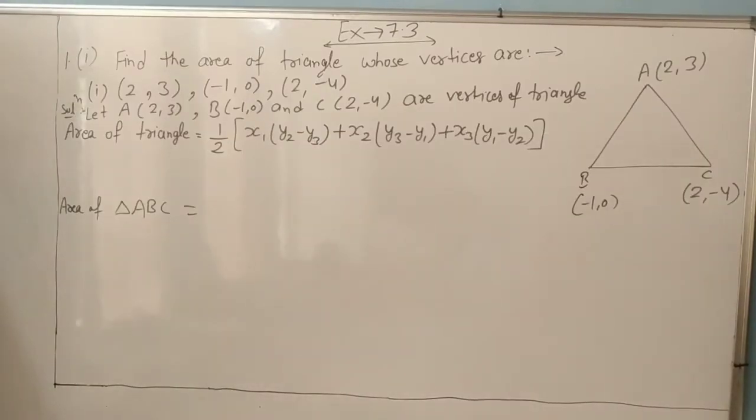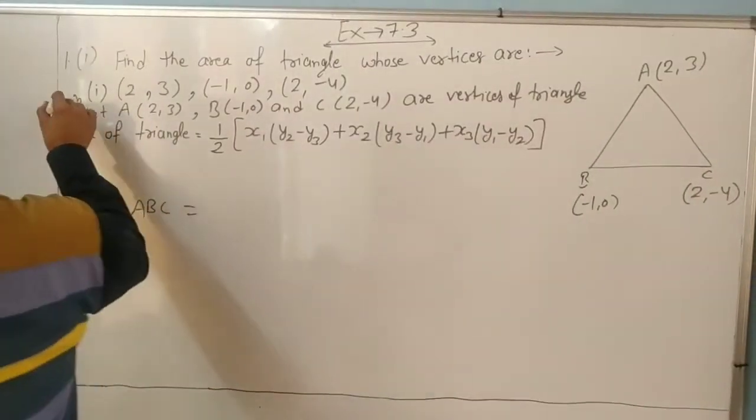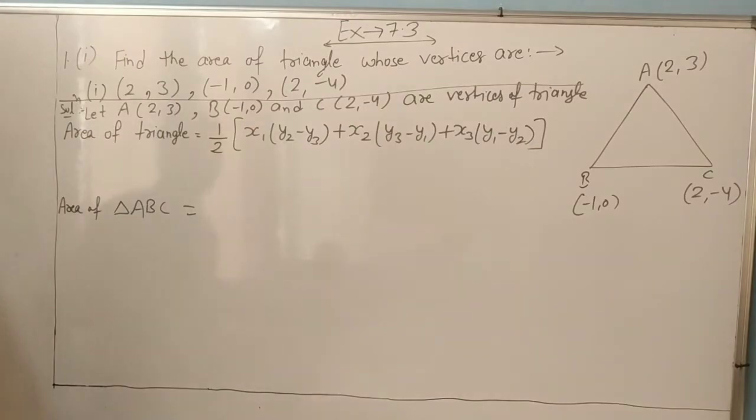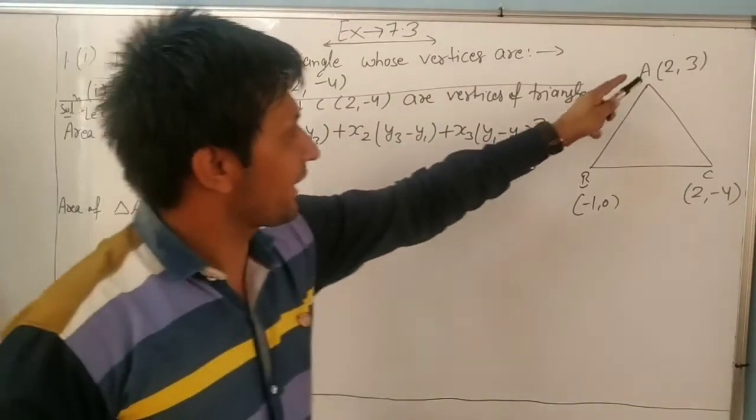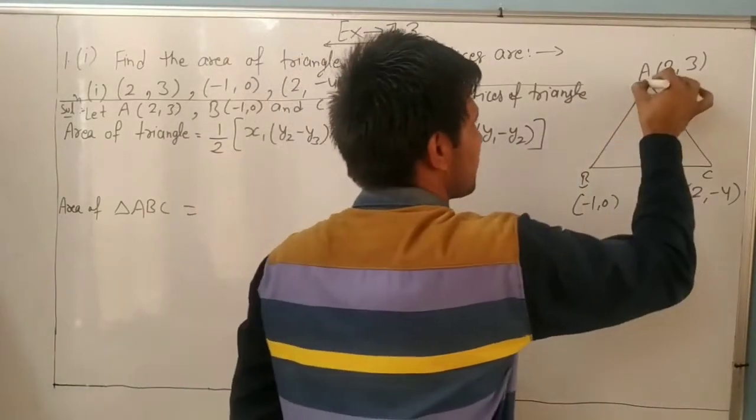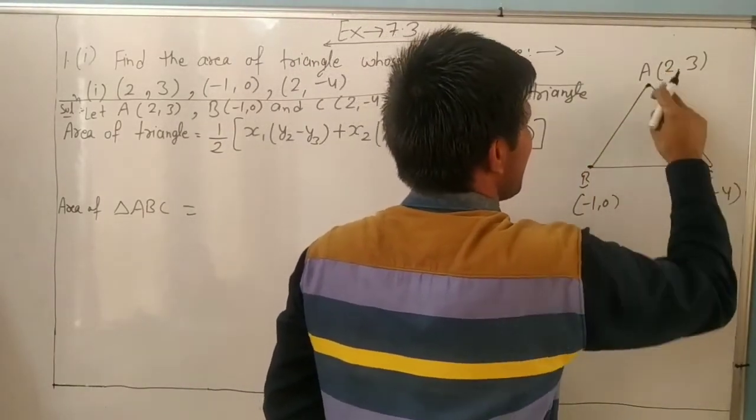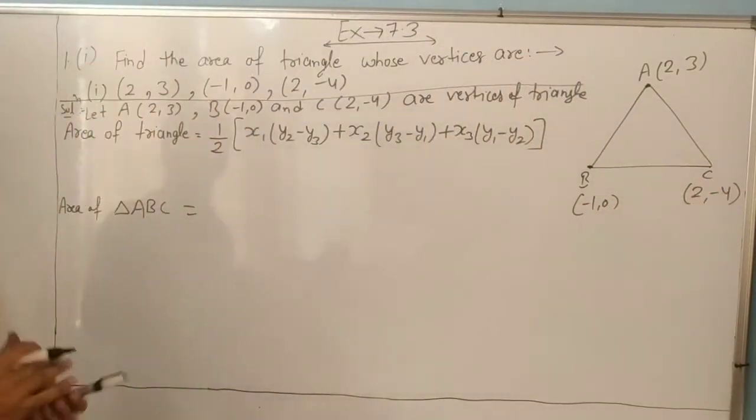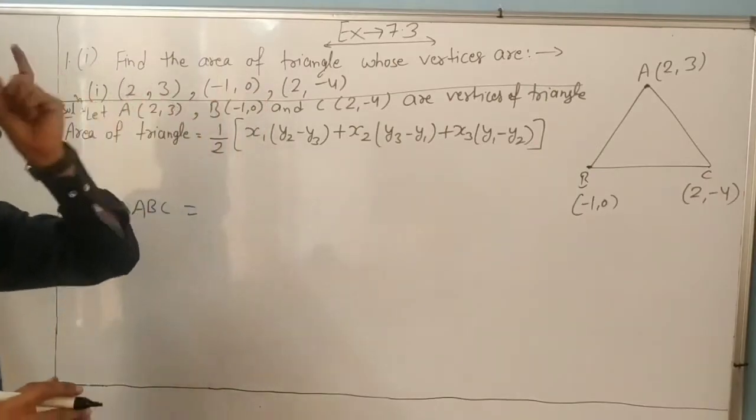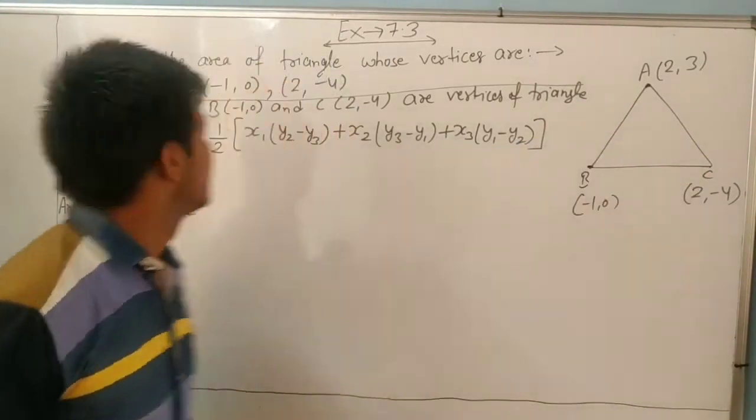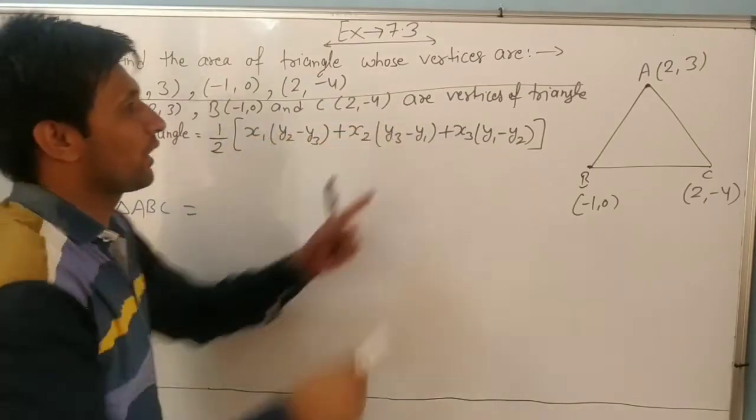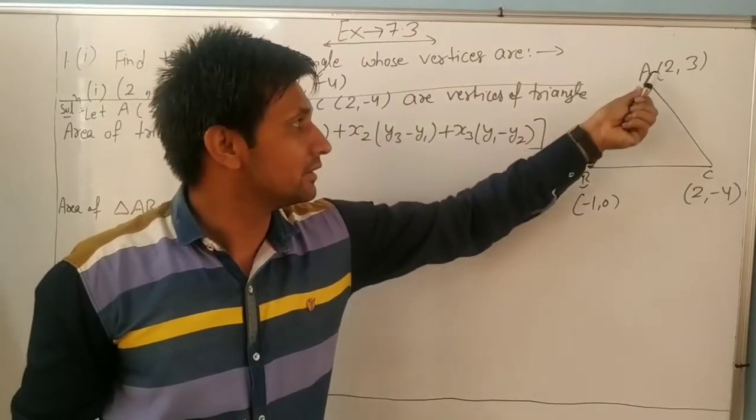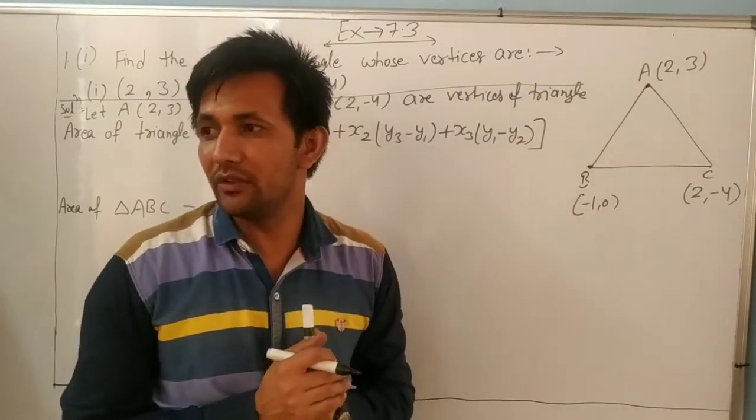Now dear, first question: find the area of the triangle whose vertices are, so it is a triangle ABC. Vertices mean these are the three vertices of the triangle: A (2, 3), B (-1, 0), C (2, -4). So first we write, let A, B and C be the vertices of a triangle and we want to find its area, and the vertices are given in coordinate geometry, in 2D.